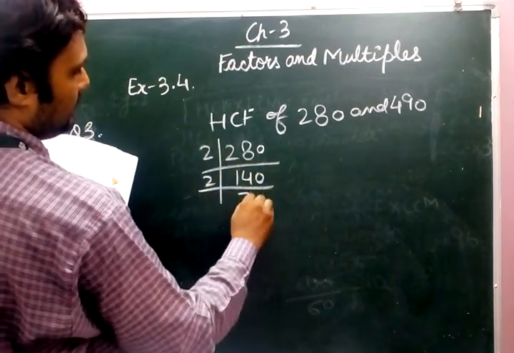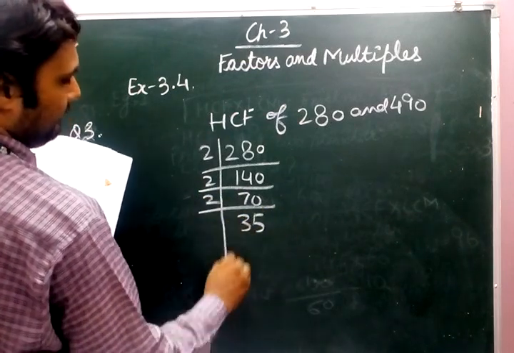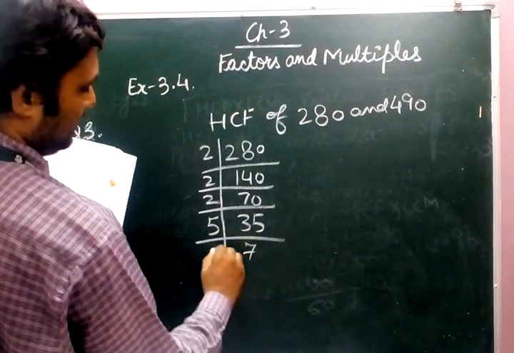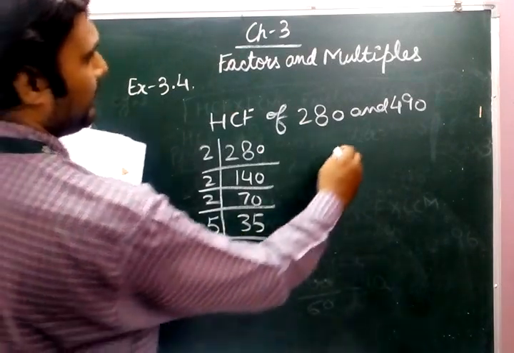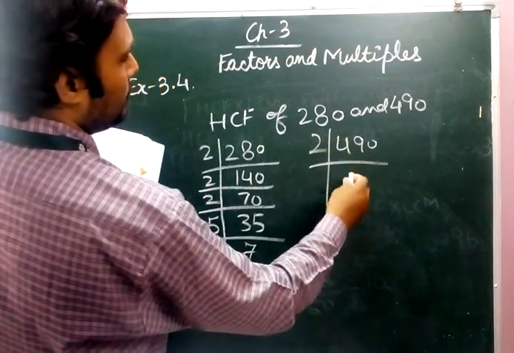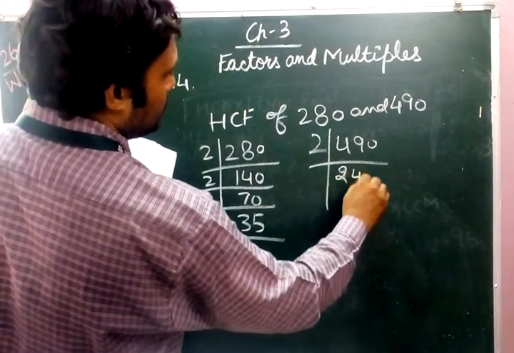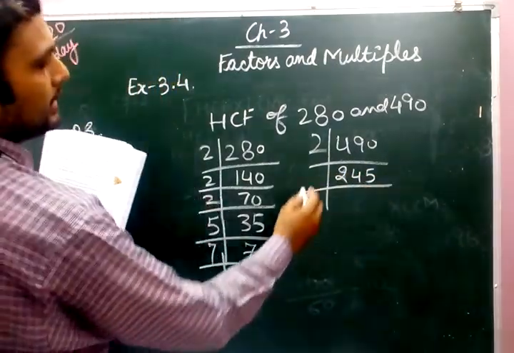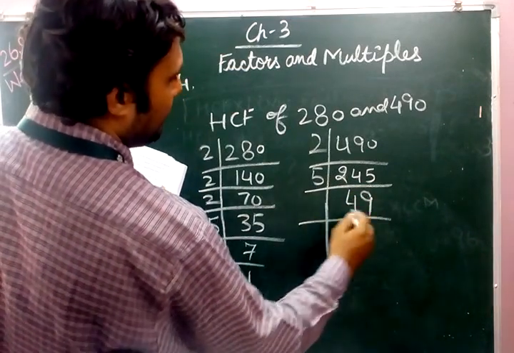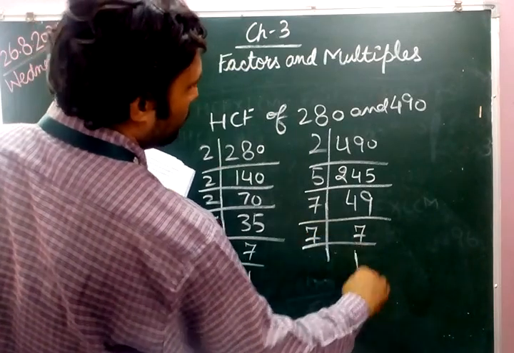280, 140, 70, 35. If you divide 35 by 5, you get 7, and 7 divided by itself gives 1. Then 490, 245, divided by 5, you get 49. 7, 7, you get 1.